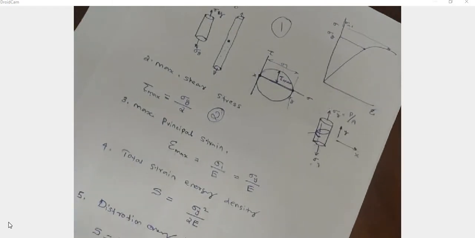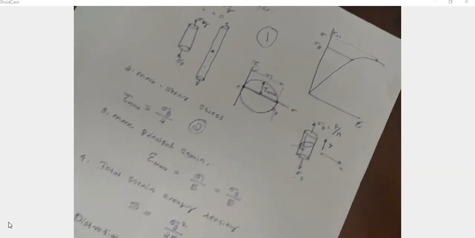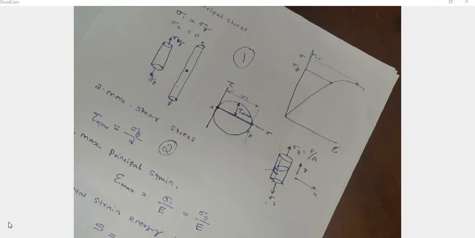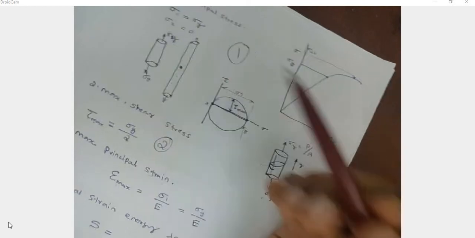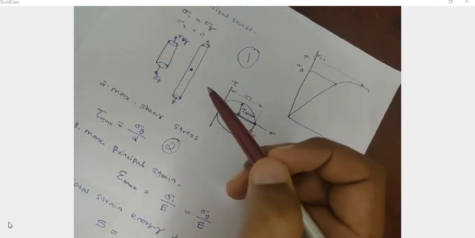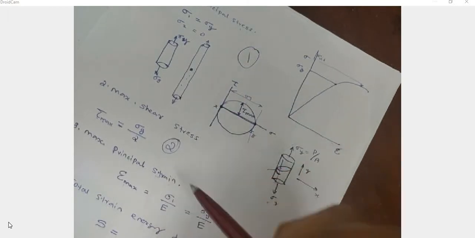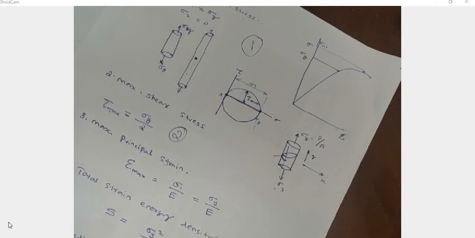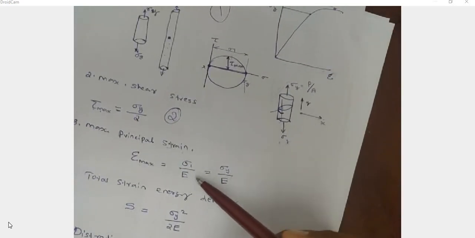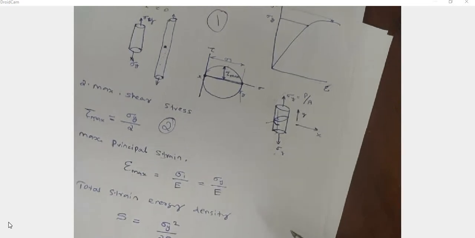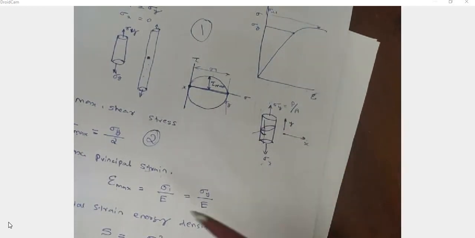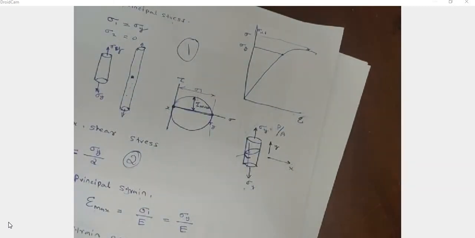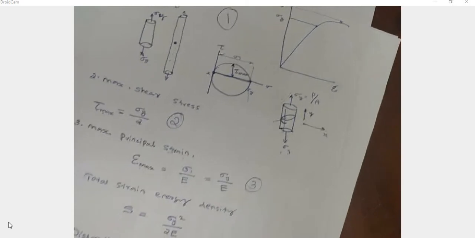The third case is the maximum principal strain case. When we apply sigma y, at any point on this body a maximum normal strain will be developed, that is equal to sigma 1 by E or sigma y by E. If this maximum normal strain is equal to or greater than the maximum strain corresponding to the yield point of the material, then there will be yielding of this body. So that is the third case. What is the fourth case?